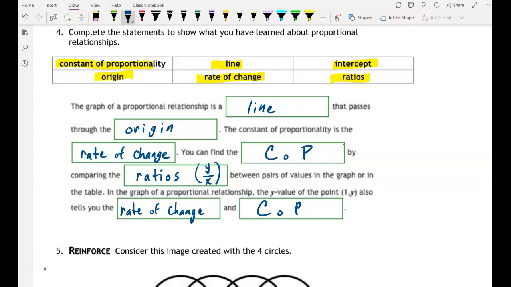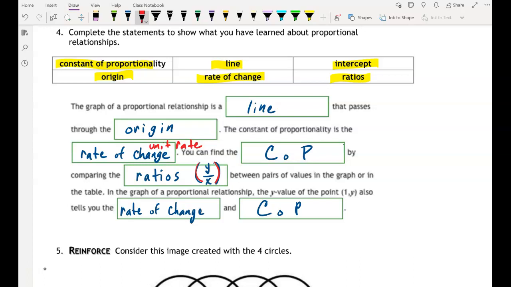The graph of a proportional relationship is a line that passes through the origin. The constant of proportionality is the rate of change. Remember, we also call that the unit rate. You can find the constant of proportionality, I abbreviated because it wouldn't fit in the box, by comparing the ratios between the pairs of values in the graph or in the table. Remember, that's always the y divided by x that will help you find the constant of proportionality.